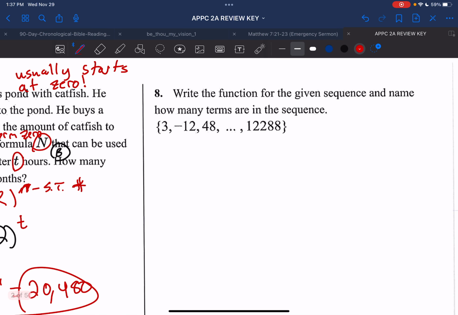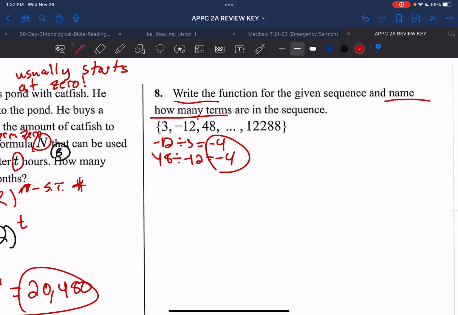And the last one for this video is going to be number 8. Write the function for the given sequence and name how many terms. So you need to write the function and name the terms. So 2 parts. I have to see if this is arithmetic or geometric, but you can kind of see right off the bat it's switching back and forth signs, so it's probably geometric because I'm multiplying by something. I got -12 divided by 3. It's -4. 48 divided by -12. It's -4 as well.